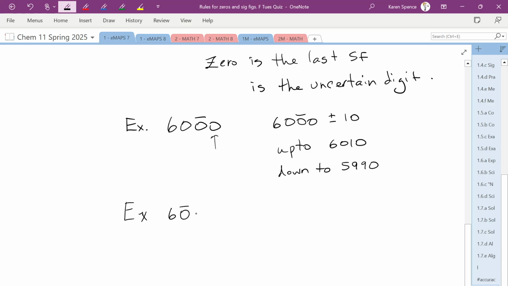And if we had, let's say, this next one, 6000. What that means is that it would be plus or minus 100. So the number could be 6,100, it could be 6,000, or it could be 5,900.